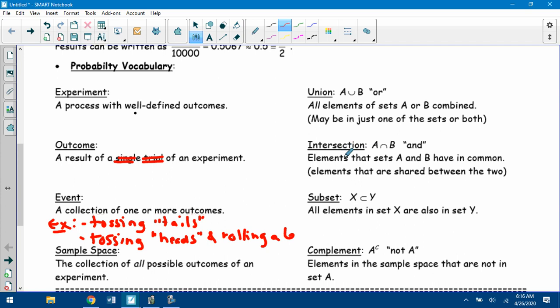Kind of the counterpart to that is intersection, and that's the upside down U. That means "and": elements that are in sets A and B combined, what they have in common. When you think of intersection, what do you normally think of? You think of two roads, right?